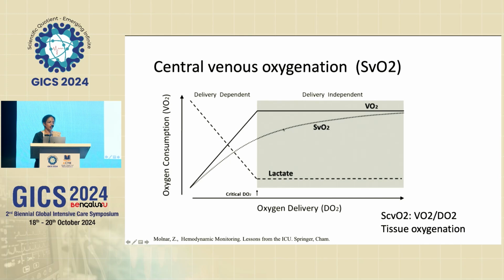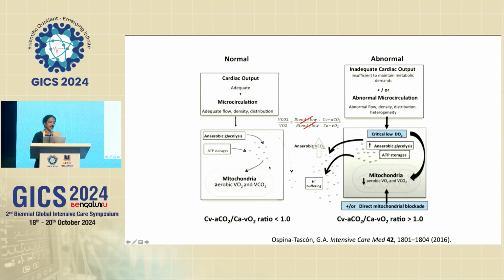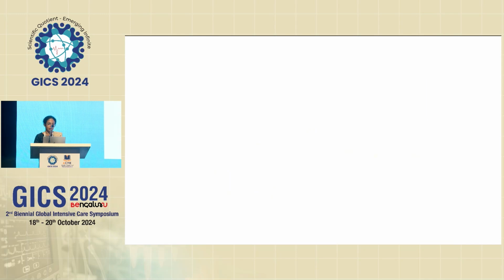The central venous oxygen saturation comes down when the delivery of oxygen is reduced, and this is very sensitive to approaches that you do to improve the delivery of oxygen. So that's why you see that the ScvO2 improves rapidly when you fluid resuscitate them. In normal patients, the ratio of the venous to arterial CO2 difference to the arterial to venous oxygen difference is less than 1, and in dysoxia, it is more than 1.